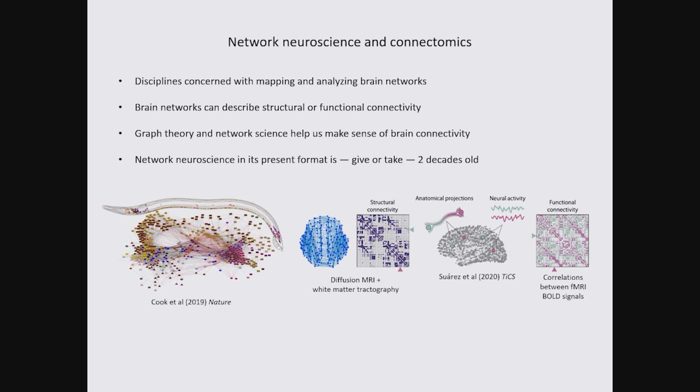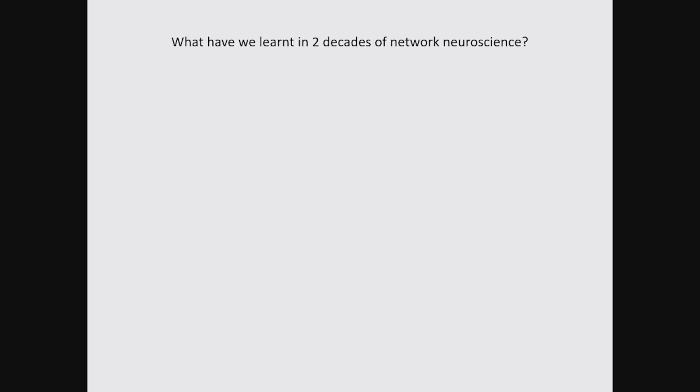People have been studying brain connectivity since the 80s, more or less, but in its present format, I would say that network neuroscience is give or take 2 decades old, with early studies dating back to the early 2000s. So what have we learned in these 2 decades of network neuroscience?